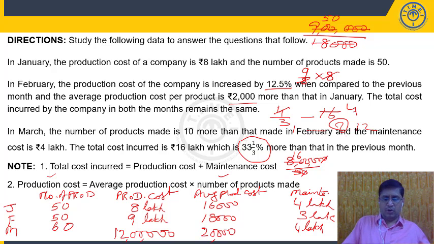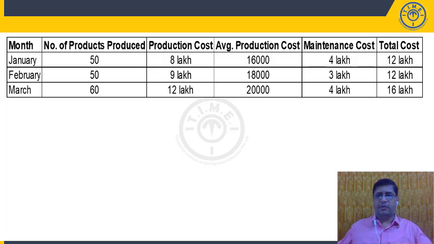So this is the table. Now for your convenience, I am writing all this data in one table form. Just look at the next slide. You will get complete information. Please note this one. So month: January, February and March, number of products produced, production cost, average production cost, maintenance cost and total cost. Please note the data and we'll solve the questions one by one based on the data given here.